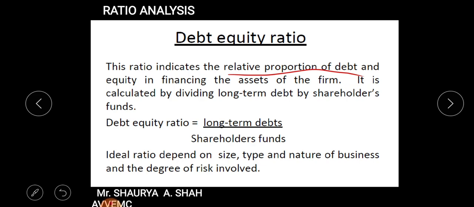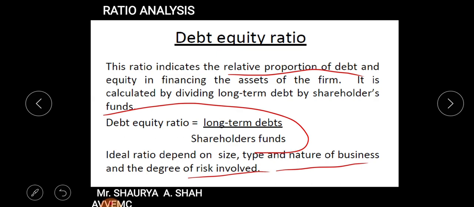Ideal ratio depends upon the size, type and nature of the business and the degree of risk involved, right? There is no ideal ratio for any business. You just need to remember the main formula for debt equity ratio, that is long-term debts upon shareholders funds, right? How much is my long-term debts and how much is my shareholders fund? Always remember the first word is debt. That is why in numerator debt will come. Equity, it is the denominator. That's why shareholders fund will be in denominator. I suppose it is clear.